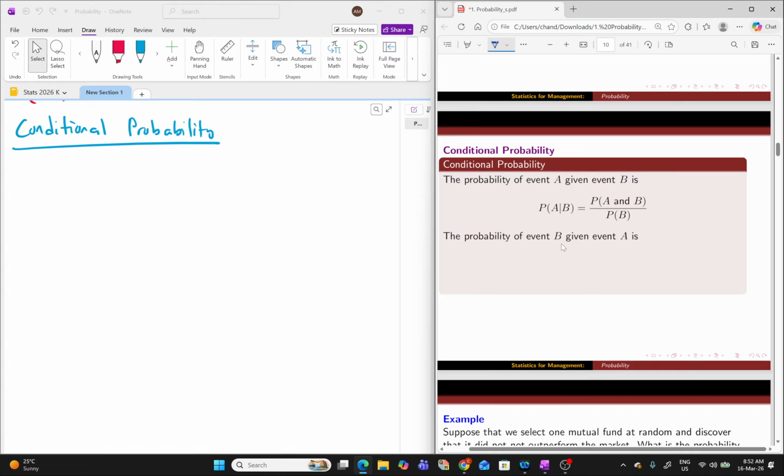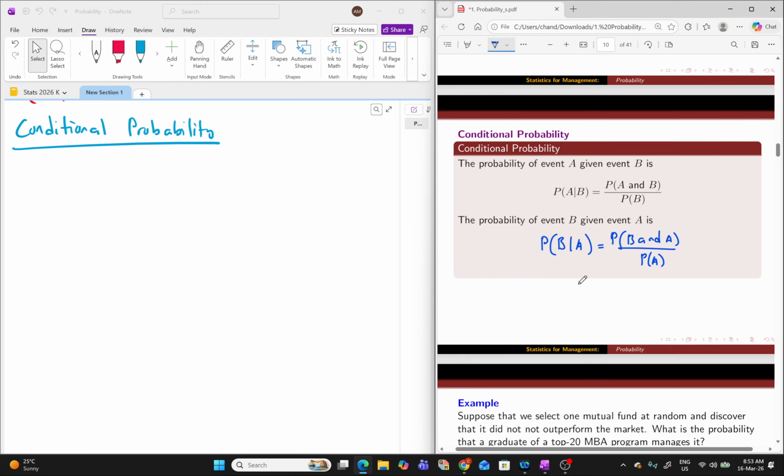The probability of event B given event A, if you want to write the other way around, which one happened first here? This one happened first. In this case, how do you write? Okay, so here probability of event B given event A. Okay, this is the formula. Later I'll share you the full slide. This is just for you to see.